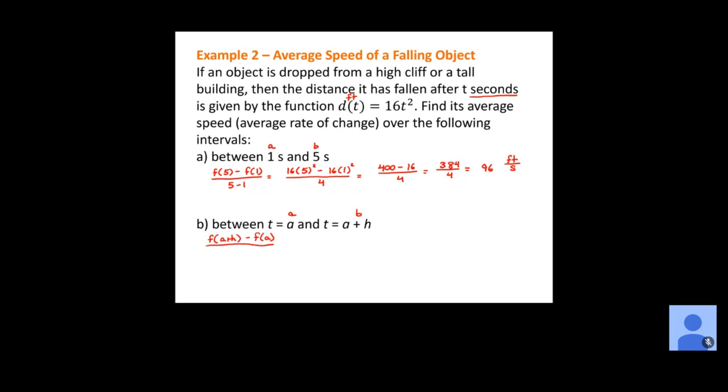And then what are we going to have in our denominator? Good. A plus H minus A. Again, that's just B minus A. B value is A plus H. A value is just A this time. Right, now we need to substitute. So if I do F of A plus H, what's that going to look like?